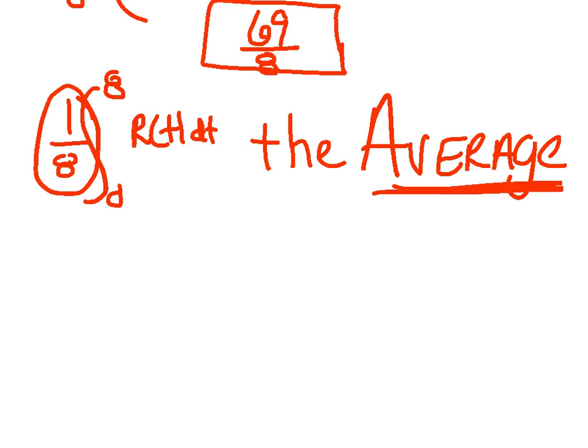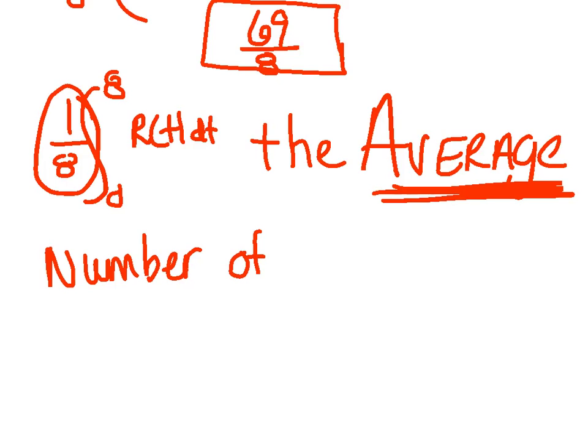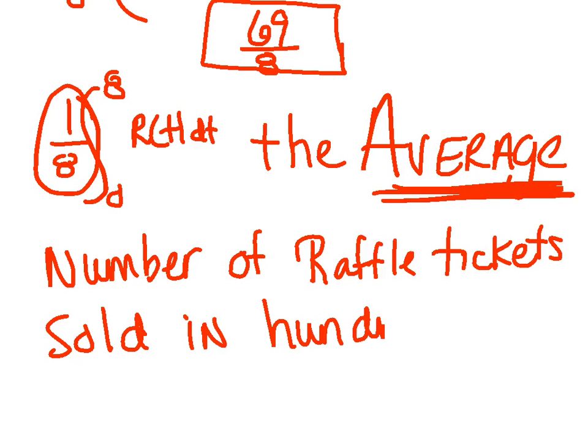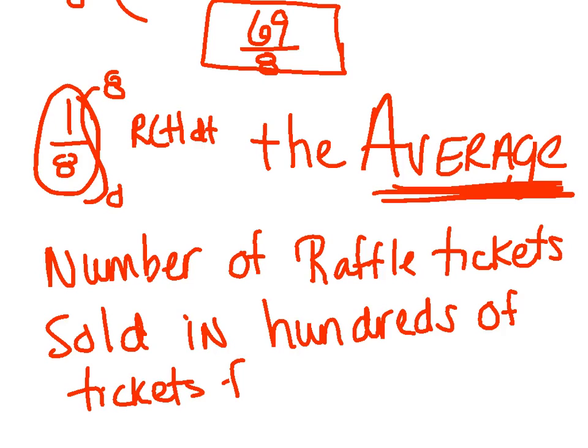Like average value. That represents the average number of raffle tickets sold in hundreds of tickets from t equals 0 to t equals 8.